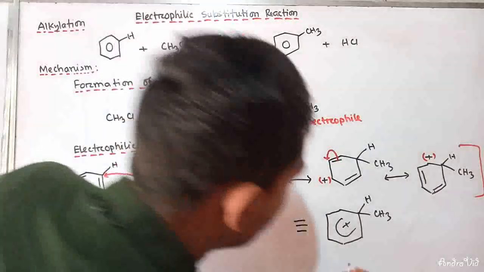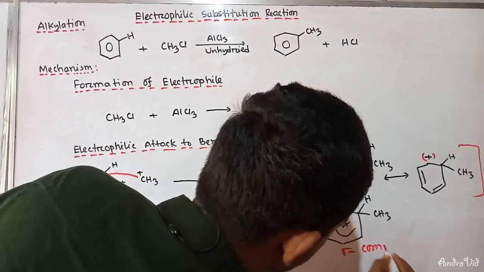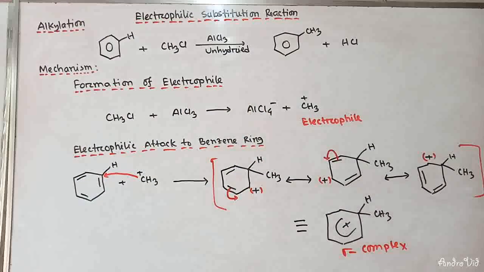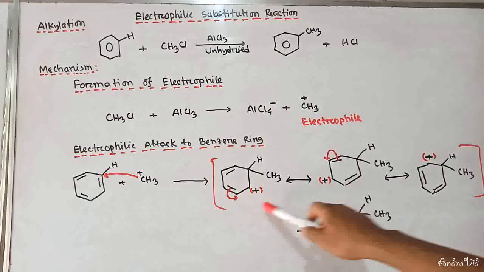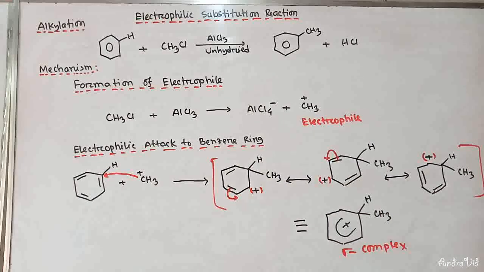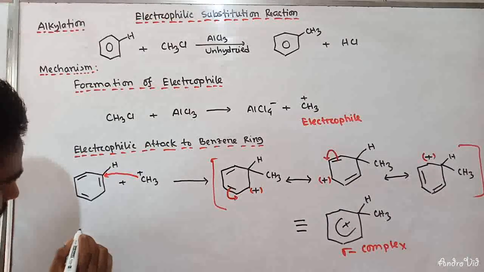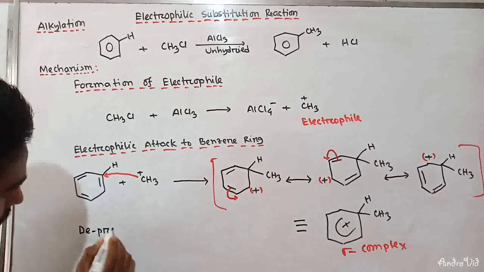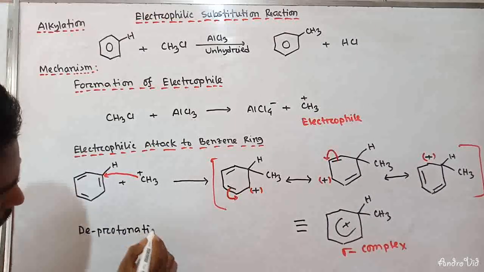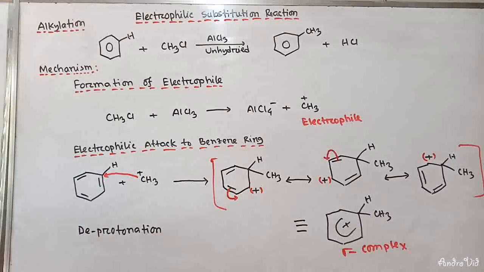Which one is called the sigma complex? So you can write this sigma complex structure, which is equivalent to these three structures. Okay, so when the electrophile attacks the benzene ring, you will get a structure, and this structure is called the sigma complex structure. And the last step is deprotonation.